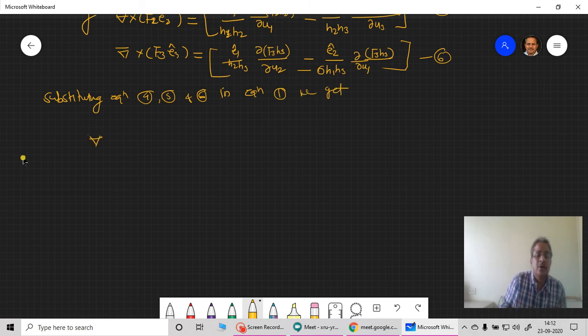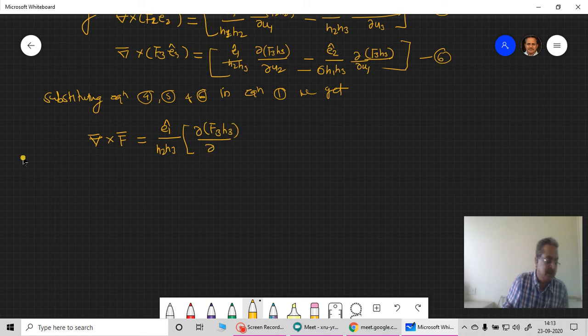del bar cross f bar is equal to the curl of vector f bar is equal to, so add all these three equations and you will get E1 cap upon H2 H3 into the bracket, it is dab of F3 H3 divided by dab U2 minus dab of F2 H2 divided by dab of U3. So remember here in the first term, when it is multiplied by E1 cap, it is along the first direction, U1 is not coming in the denominator anywhere.